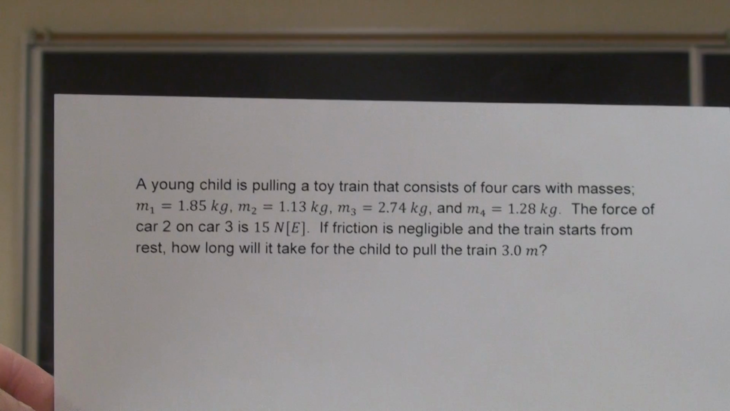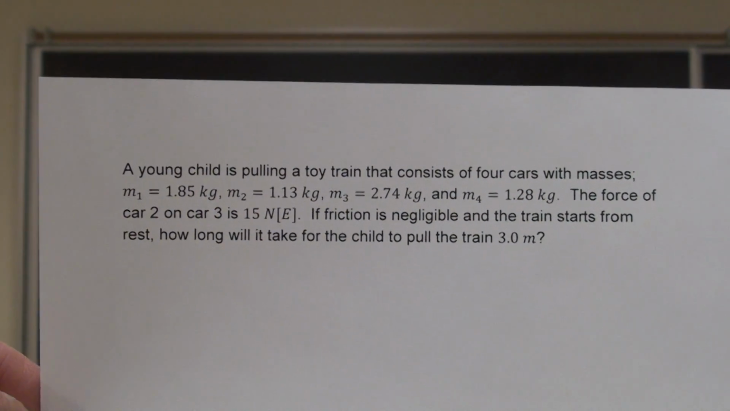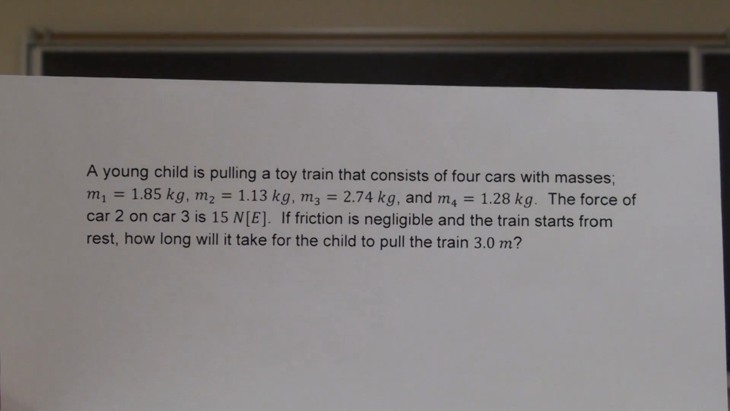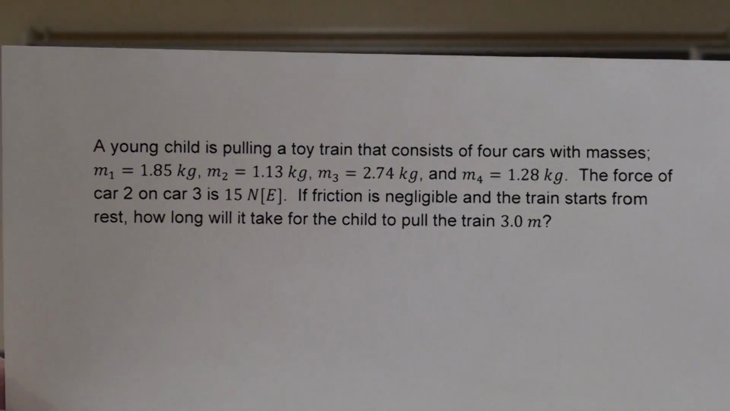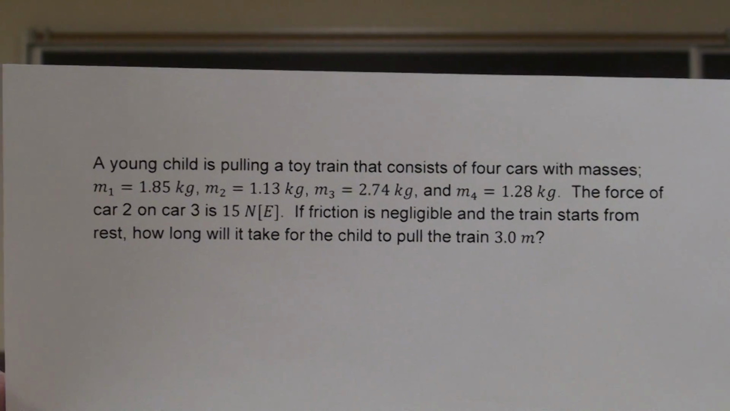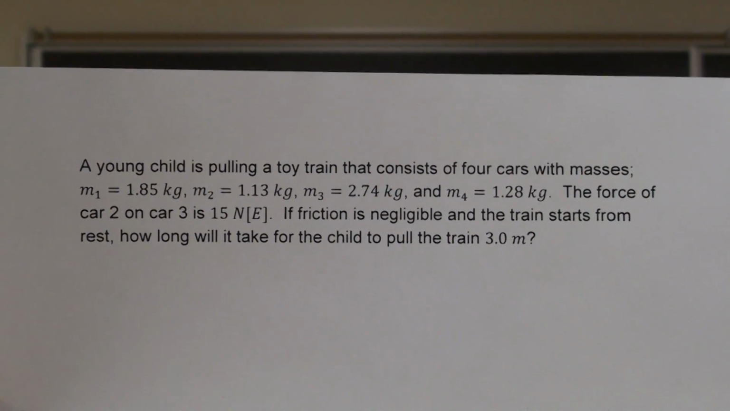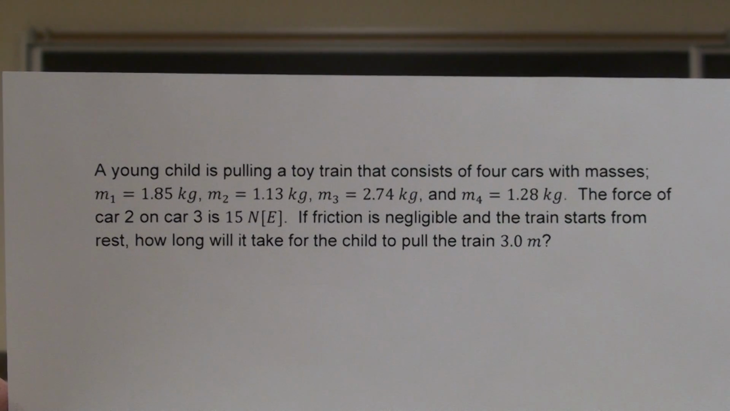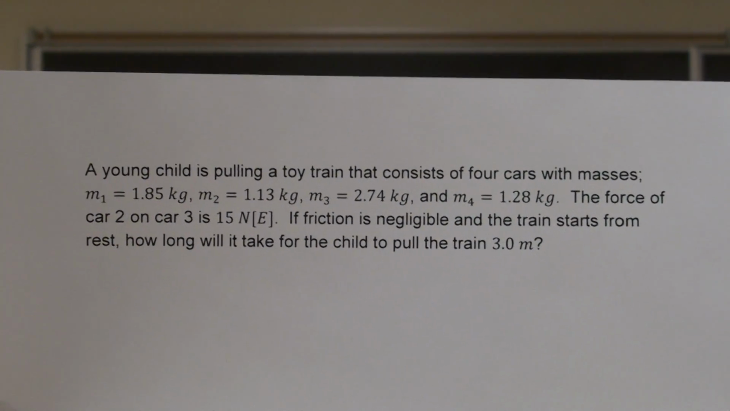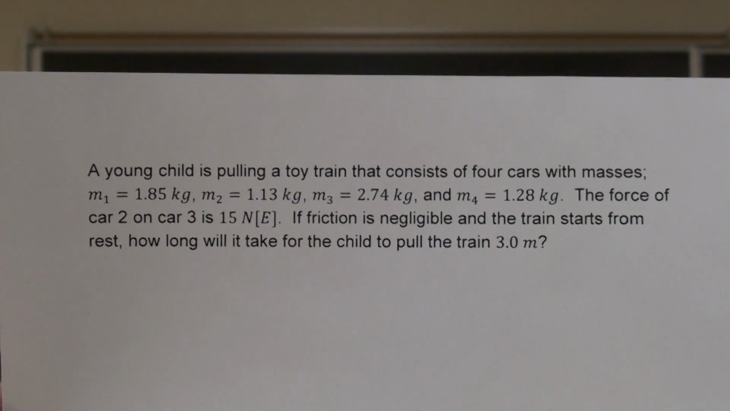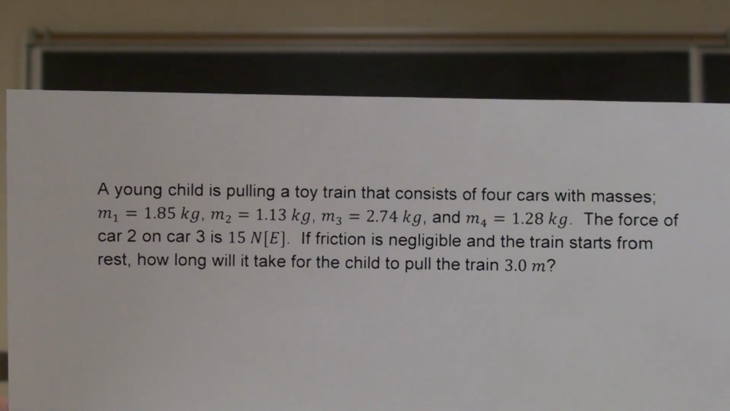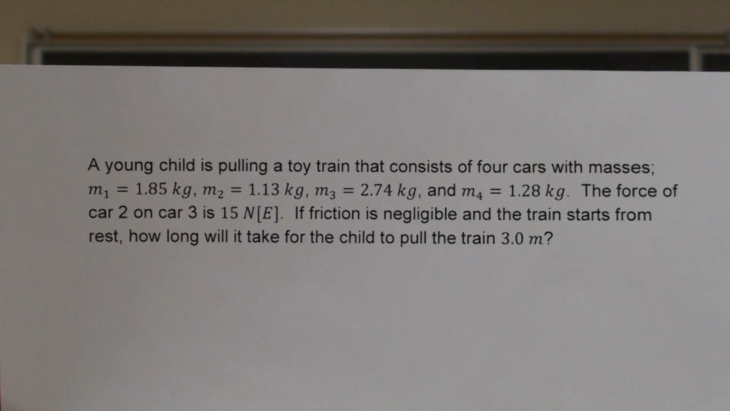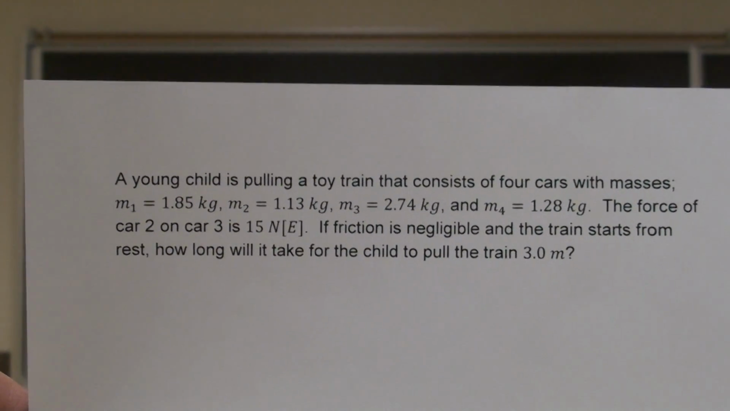This is a video on solving a Newton's laws and kinematics equation problem. So in our example right now, we'll read the problem. A young child is pulling a toy train that consists of 4 cars with masses m1 equal to 1.85 kilograms, m2 equal to 1.13 kilograms, m3 equal to 2.74 kilograms, and the mass of the final car, car 4, is 1.28 kilograms. The force of car 2 on car 3 is 15 newtons east.